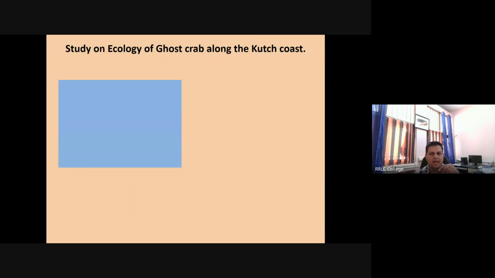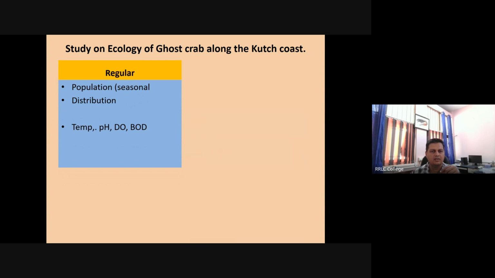Okay, coming back to that, study on ecology of host crab, जो मैंने टॉपिक आपको एक दिया था. In a normal way, a regular researcher will do population. अगर मैं काम करूँ तो मैं क्या करूँगा? If I will see the references, I'll do population research, distribution research. I'll take some readings जो किसी ने लिए थे, temperature, pH, DO, dissolved oxygen, biological oxygen demand, and I'll put some data and do my work.